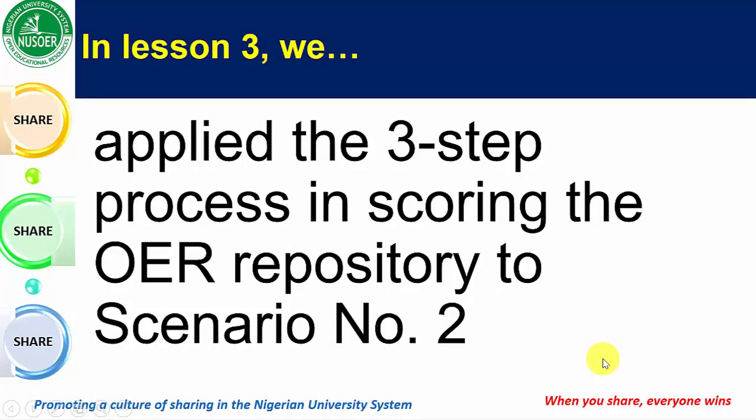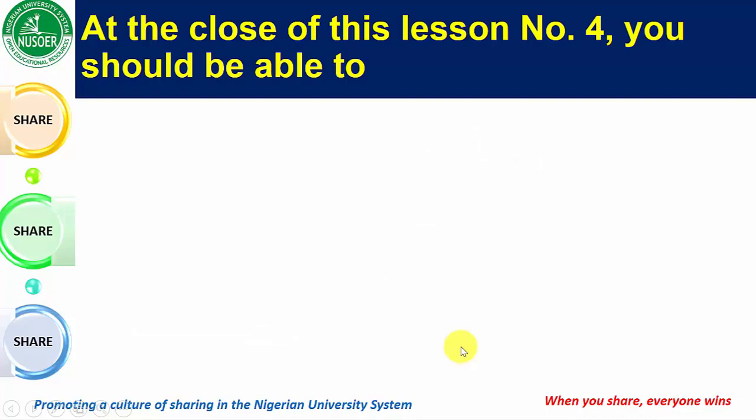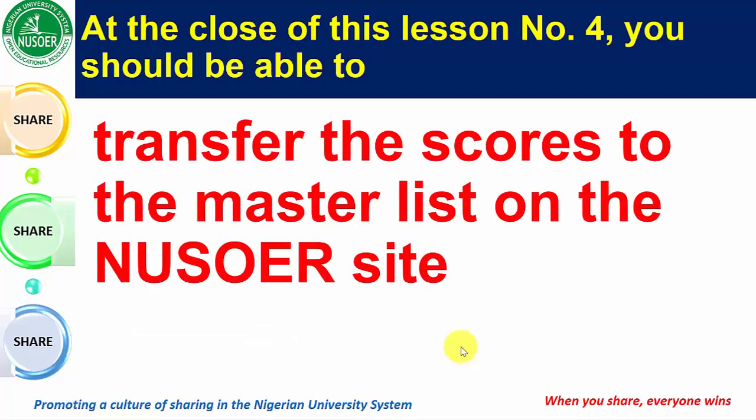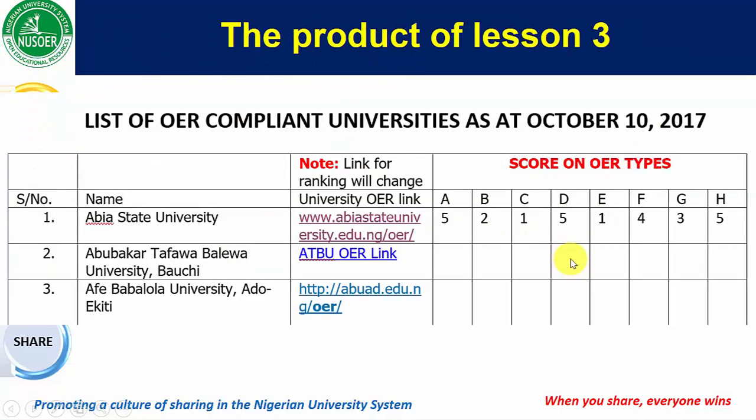3. So in lesson 3, you will note that we applied the 3-step process in scoring the OER repository. We came up with scenario number 2, and we came up with some scores. Then at the end of this particular lesson, lesson number 4, you should be able to transfer the scores that we obtained from lesson number 3 to the master list on the NUS OER site.